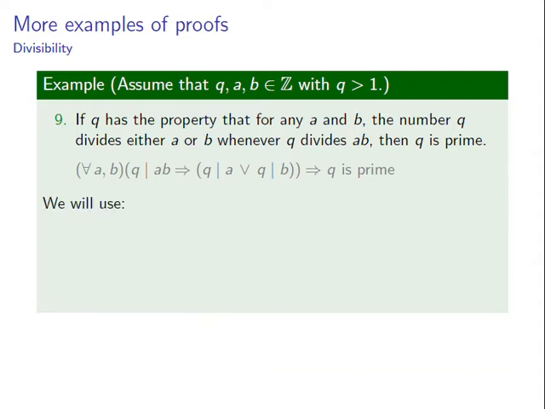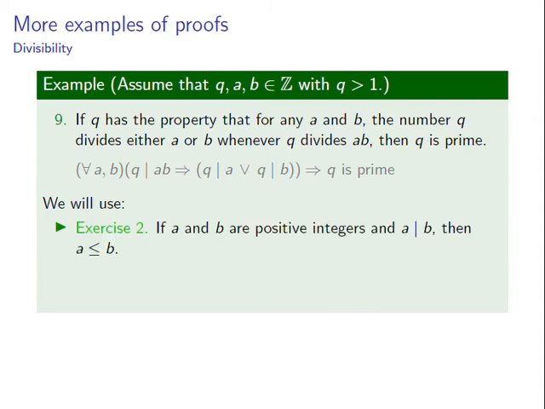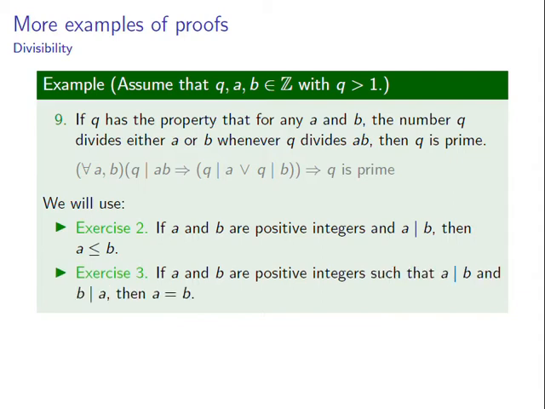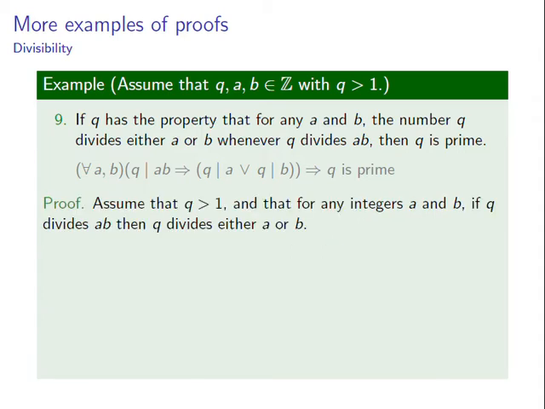We will use the following results, whose proofs are left as an exercise. If A and B are positive integers and A divides B, then A is less than or equal to B. If A and B are positive integers such that A divides B and B divides A, then A is equal to B. We now give the details of the proof.